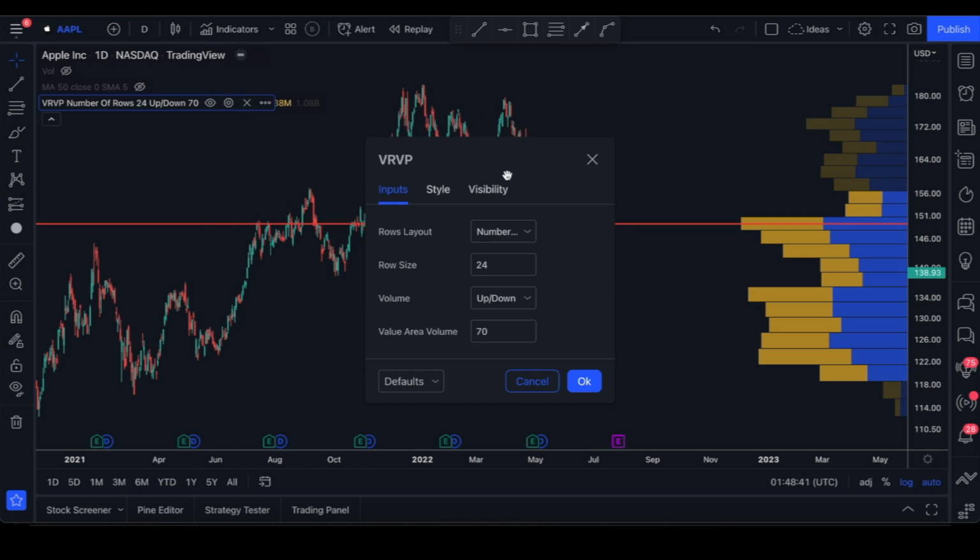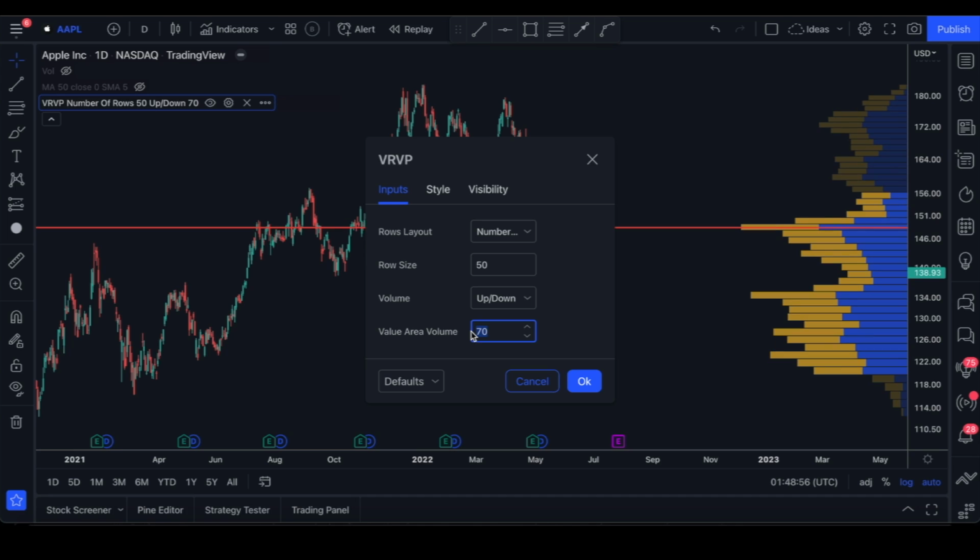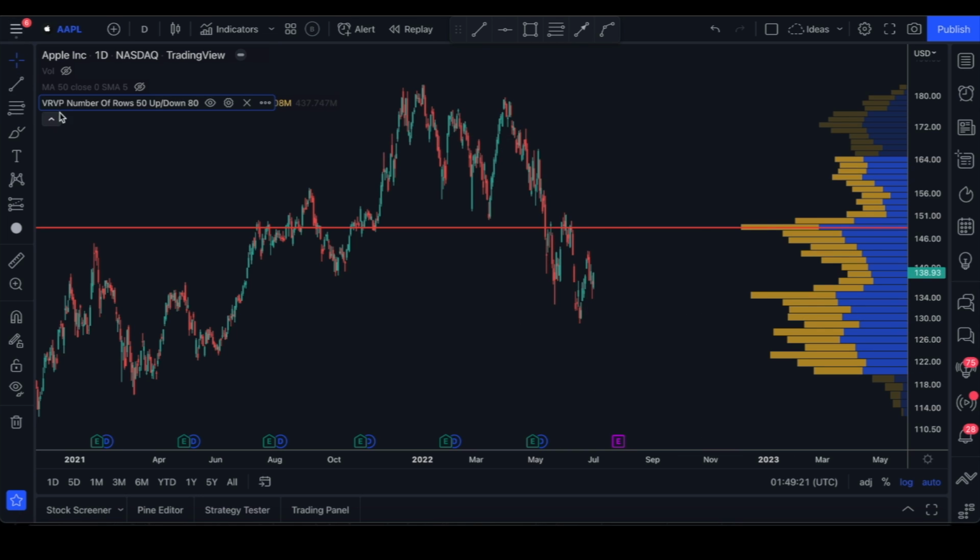In the settings, we go to inputs. Then we need to change this row size to 50 so that we can have more bars and each bar can be more accurate to tell us the price levels. Then we need to change the value area volume from the default levels to 80 so that we can track where those 80% of the total volumes has been traded. Alright, once we've done that, click OK, then we're good to go.